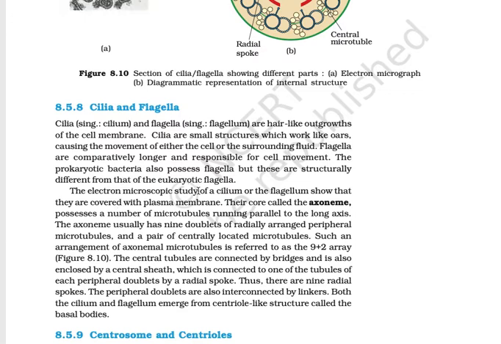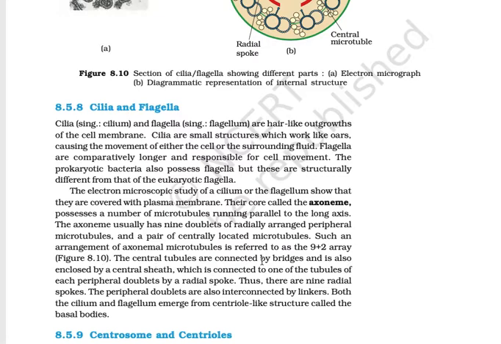The electron microscope study of a cilium or the flagellum shows that they are covered with plasma membrane. Their core, called axoneme, possesses a number of microtubules running parallel to the long axis. The axoneme usually has 9 doublets of radially arranged peripheral microtubules and a pair of centrally located microtubules. Such an arrangement of axonemal microtubules is referred to as 9+2 array, figure 8.10.